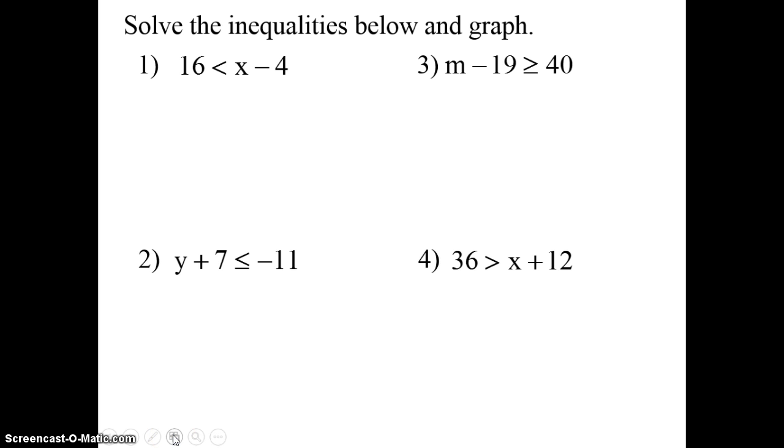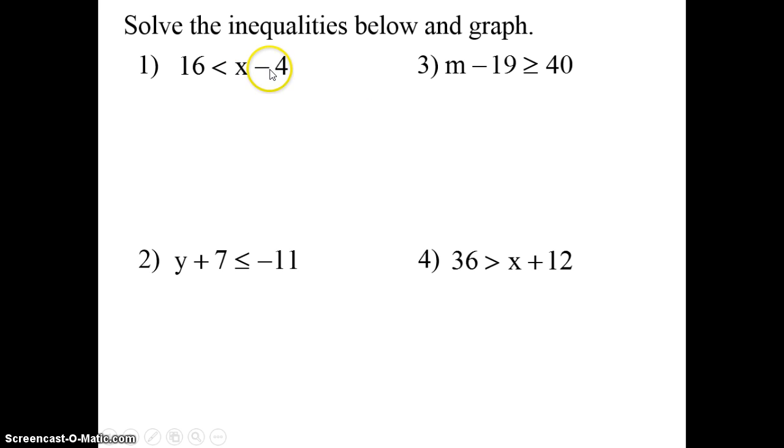So number 1, we have 16 is less than x minus 4. So here my x is on the right side, which later I do want to move to the left side. So if you want to, you could set up the problem already with everything flipped. Okay, so then you could write x minus 4 on the left side, write the 16 on the right side, and then make sure you flip the symbol as well. Okay, it's like looking at a mirror. But I'm not going to flip it until the end.